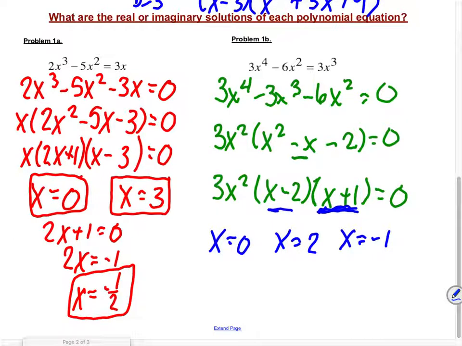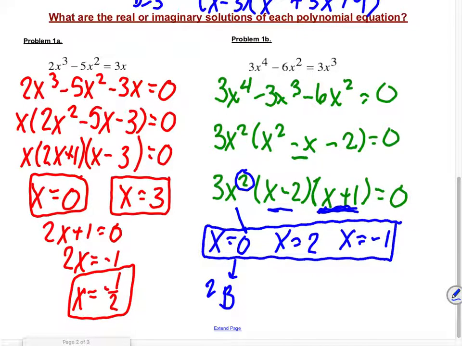Something that we talked about last section. What is this zero's multiplicity? 2. So would that bounce? Yeah. Okay, these other ones are just crosses, yeah? Yep. So our roots are 0, 2, and -1.